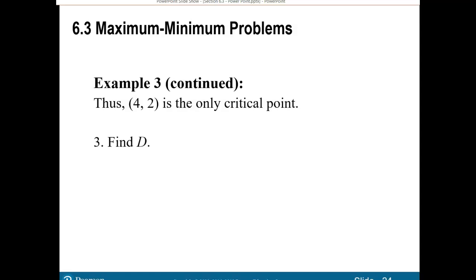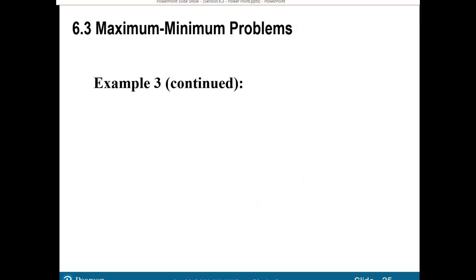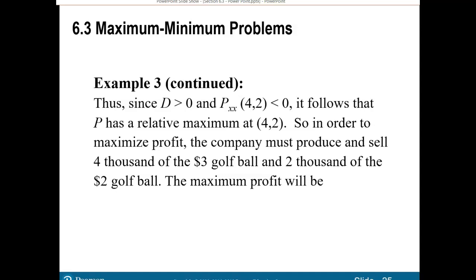All right, now we're going to find D. So there's our formula for D. The values of our second partials were all constants. Value of D comes out to be 4. So it's positive. So since D is positive, and the second partial with respect to x was negative, it follows that you have a relative max, negative second derivative, concave down, max.